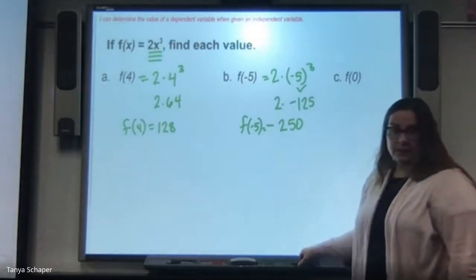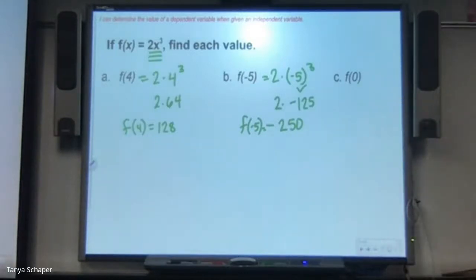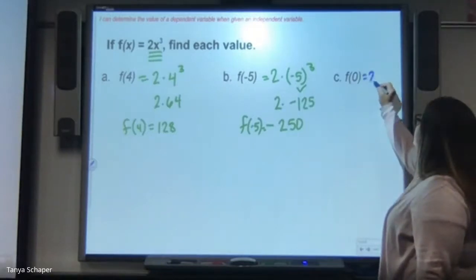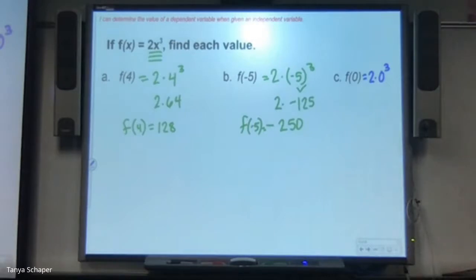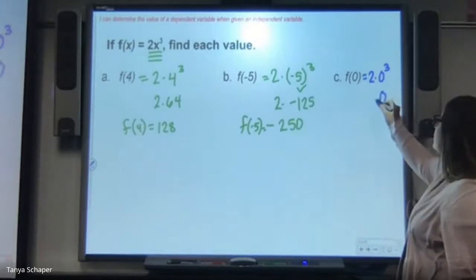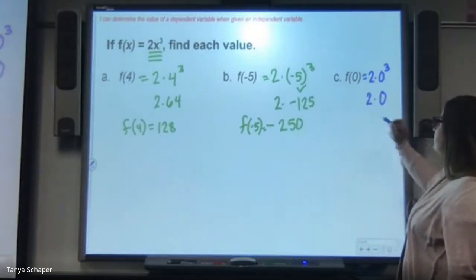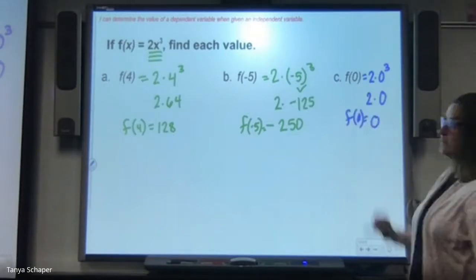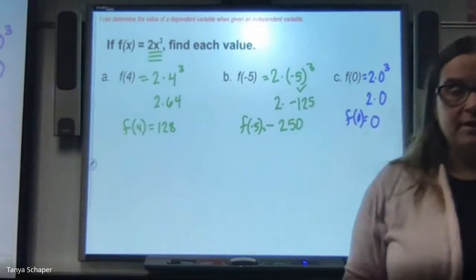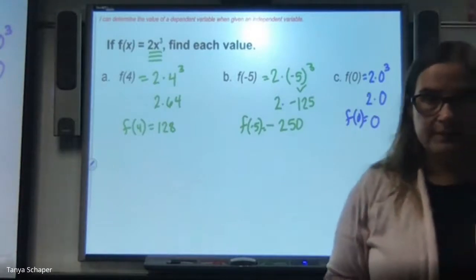Let's look at the last one here. We're going to put 0 in for x. So it's going to be 2 times 0 to the third power. 0 to the third power is 0 times 0 times 0, which is 0. 2 times 0 is 0. So when the input is 0, the output is also 0 in this case.